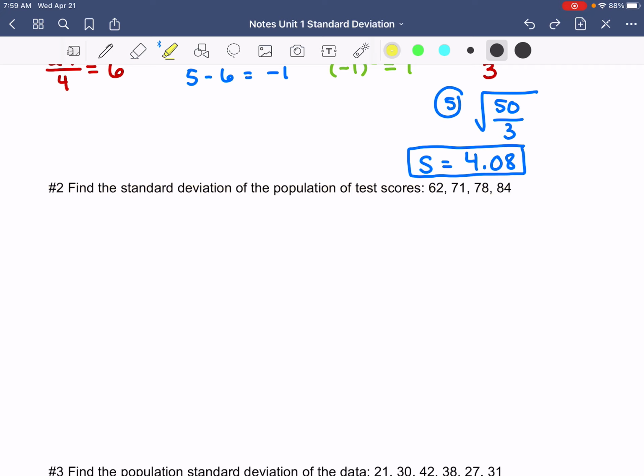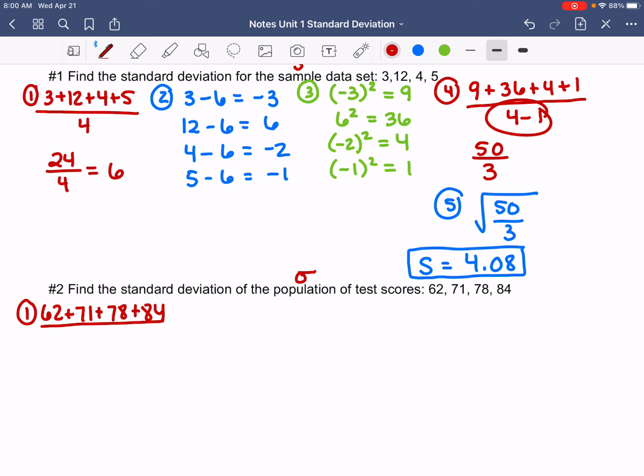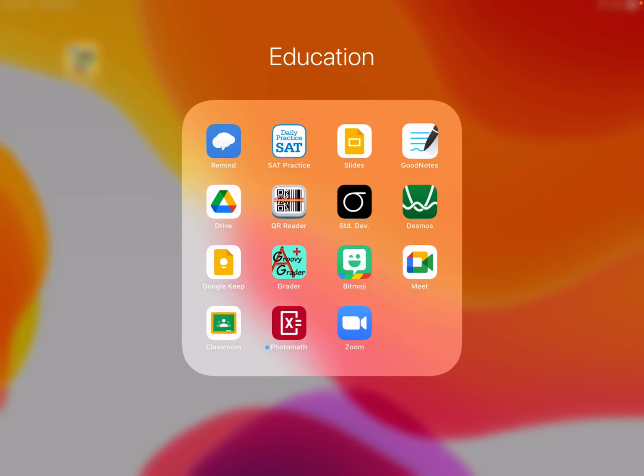All right, next example. It says find the standard deviation of the population of test scores 62, 71, 78, 84. All right, so step 1, we have to find the mean. So I've got to add together 62, 71, 78, 84. Notice how this one says the population. So that one is sigma. So when we go to the bottom part, we just do n instead of n minus 1, divided by 4. So I'm going to go get my calculator.